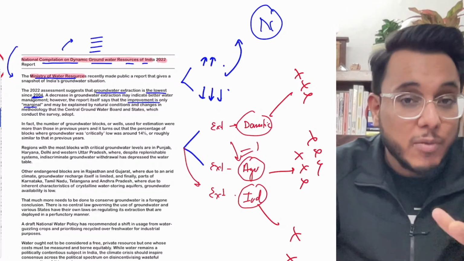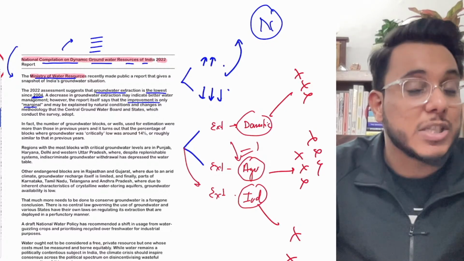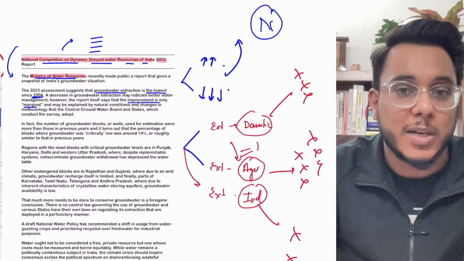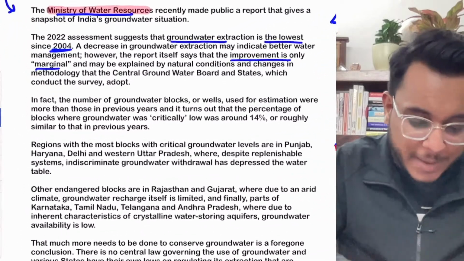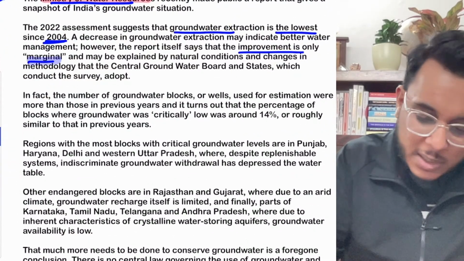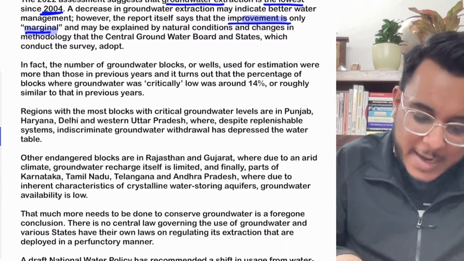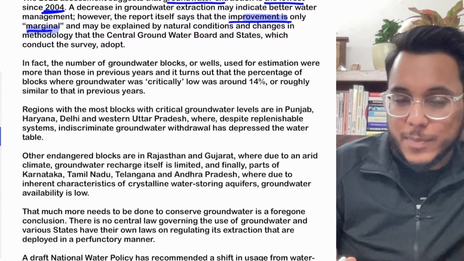As the groundwater recharge by the canal seepage is more, fine, there are certain ponds which are now in good condition, which are restoring the groundwater. That is something that is happening. So therefore the change that has come, we will say that the change is only marginal. Fine, this is something.